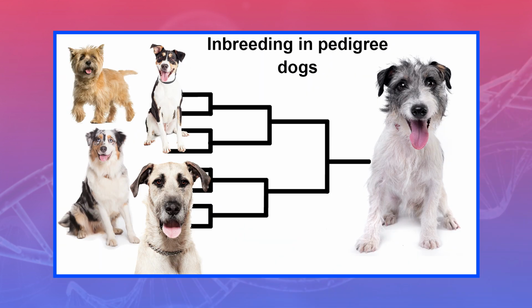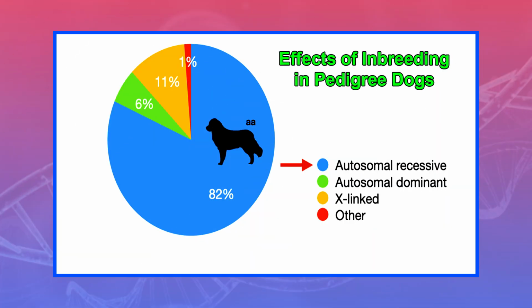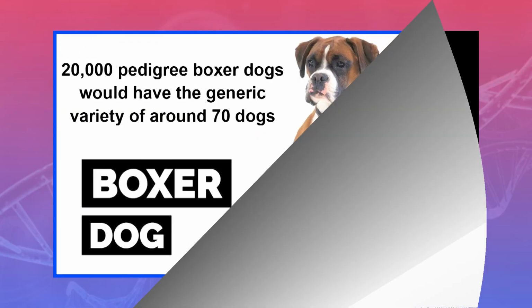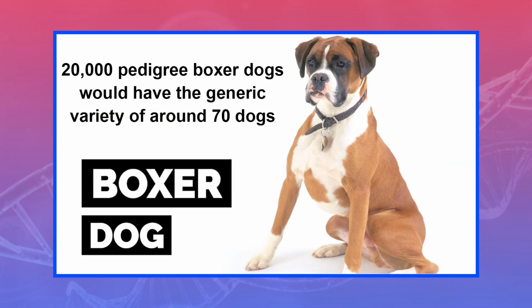A study examined inbreeding in pedigree dogs. Like the animals bred for farming, particular traits are encouraged in pedigree dogs, including their height and the quality of their fur. The study found that a large proportion of pedigree dogs suffered from conditions caused by recessive alleles, such as heart disease, deafness, and abnormal development of their hip joints. The problem is more alarming than it might seem on the surface. 20,000 pedigree boxer dogs would have the genetic variety of around 70 dogs.